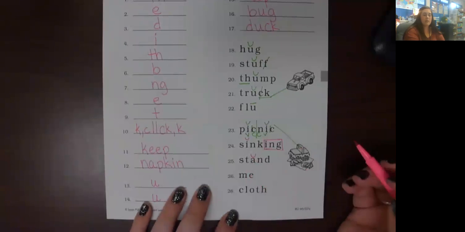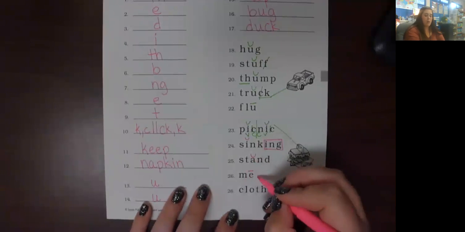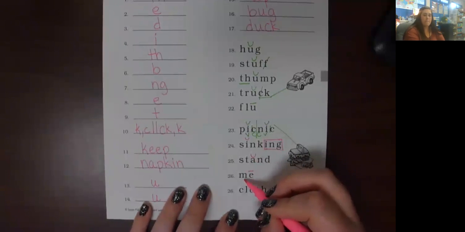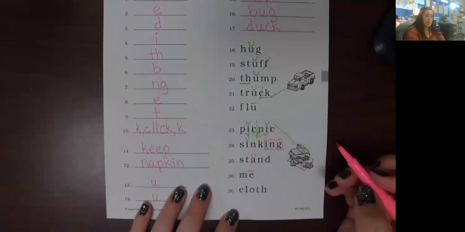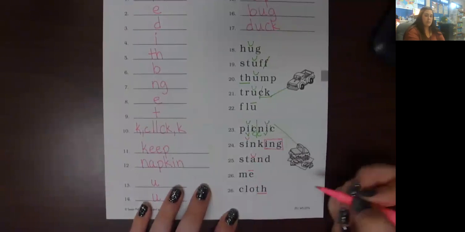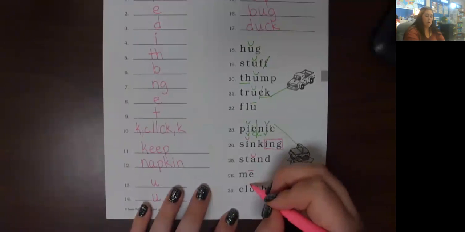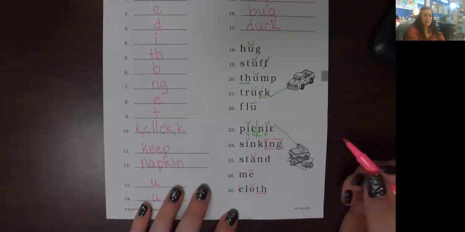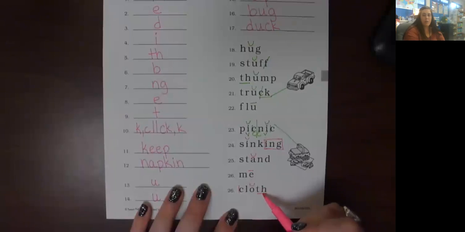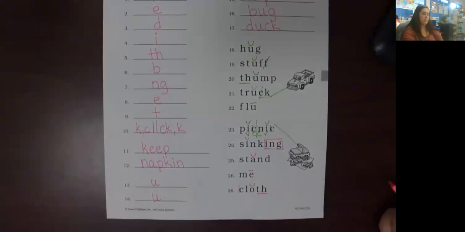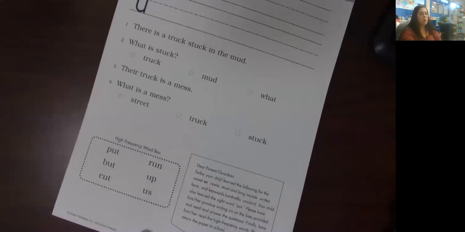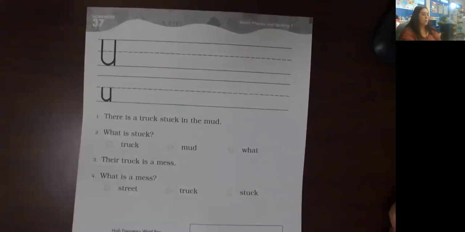Okay, next one, the A gets a brief. Stand. Next one, the E gets a macron because there's no consonant after it. Me. And the last one, digraph TH, we underline it. O gets a breve, and the C gets a K back. Cloth. Okay, the back is homework. You need to answer the questions and write your capital U and lowercase u.